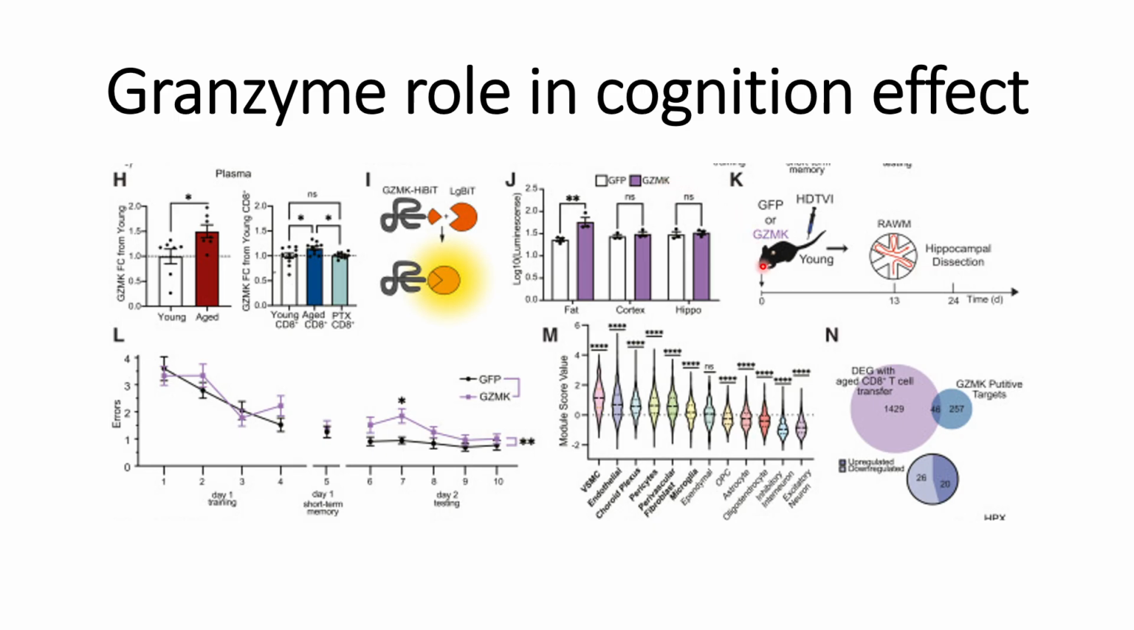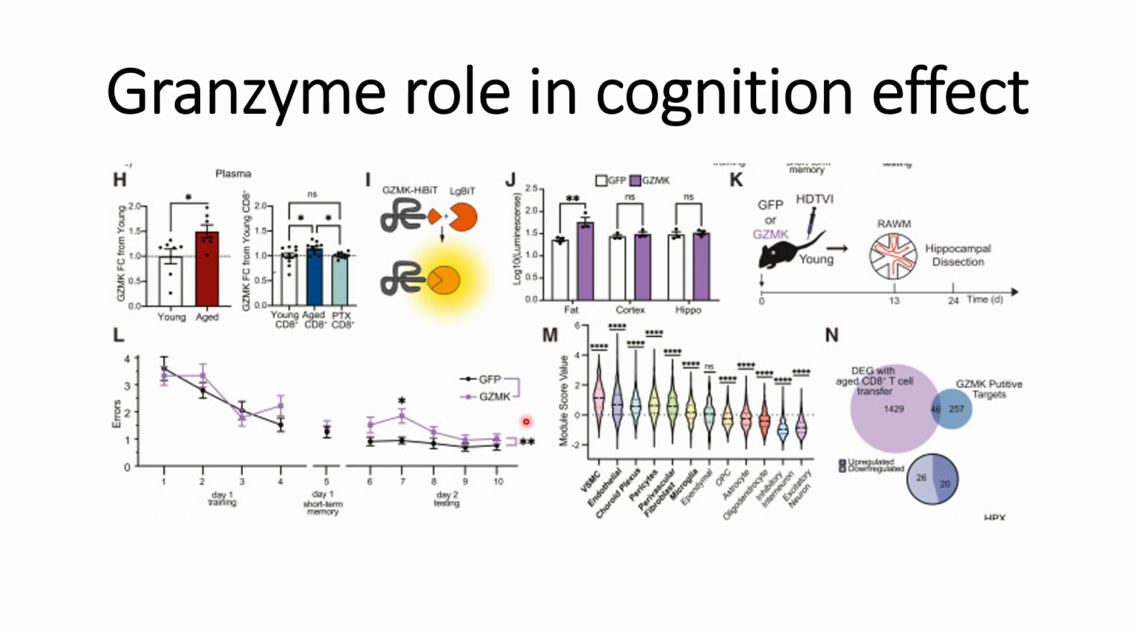Afterwards, they wanted to see whether this Granzyme will have any impact on cognition functions or not. So they adoptively transferred Granzyme or GFP, which is the control, through the tail of the mouse, and then did the RAWM analysis and also hippocampus dissections. In the RAWM analysis, they are able to see that the mice treated with the Granzyme have more errors compared to the mice treated with the GFP control, indicating that the Granzyme has a role towards weakening cognition functions.